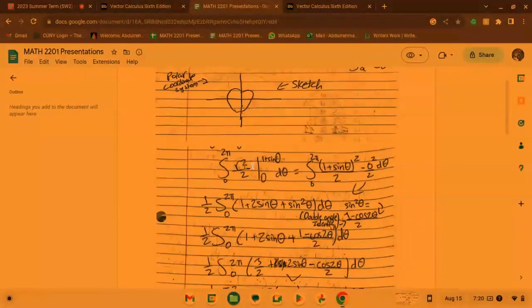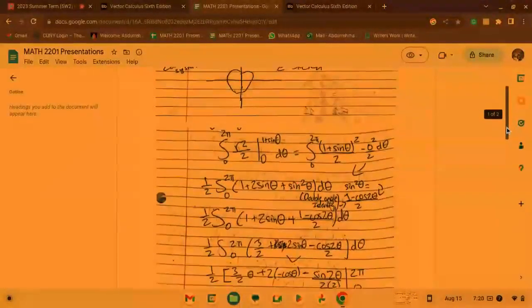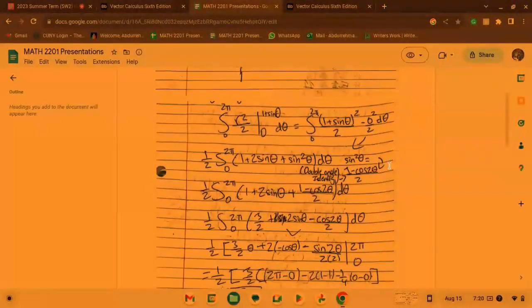Then to move on to the first part of the double integral itself, we have to plug in the 1 plus sine theta. Then we have to subtract it from the 0, of course, d theta. After that, when we simplify the expression, we get 1 plus 2 sine theta plus sine squared theta, d theta, and we bring the half outside to make the expression less complicated. We find out that we have two sines and something looks suspicious here.